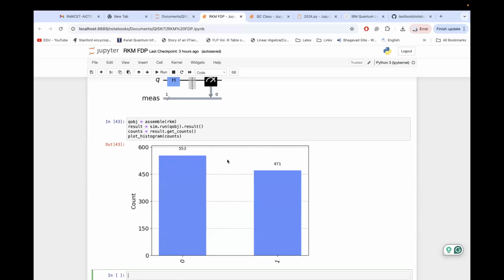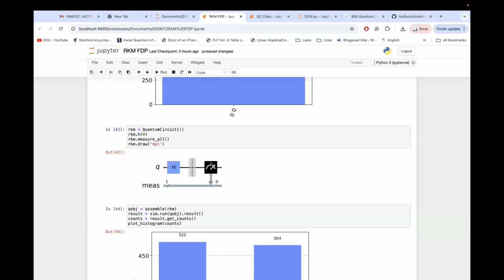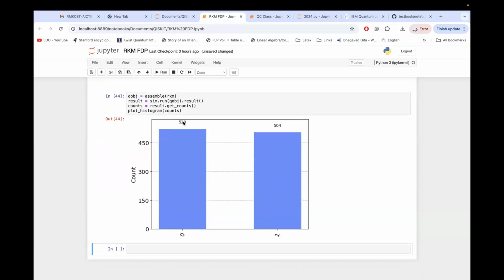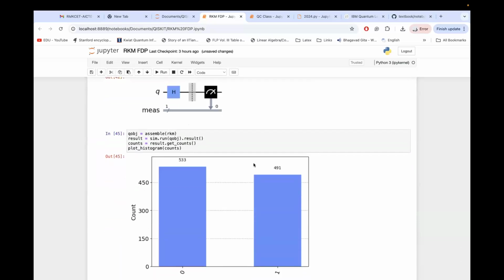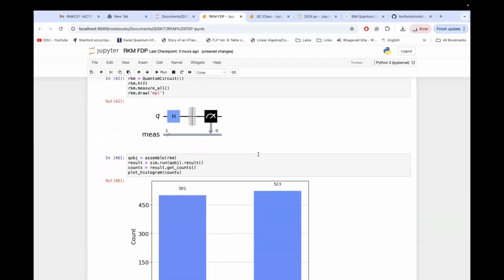So in order to make this probability equal to 1 by 2, what do we have to do? We have to measure the system a very large number of times. So in 1024, we will see. But next time when you measure the system, the number will be different. So now you see it is going to be 520 and 504. Meaning 520 times you found the system in the 0 state, and 504 times you found the system in the 1 state. You do the measurement again, the number will be different, right? So here 533 and 491. You measure it again, the number is going to be different, right? So that's what's going to happen.